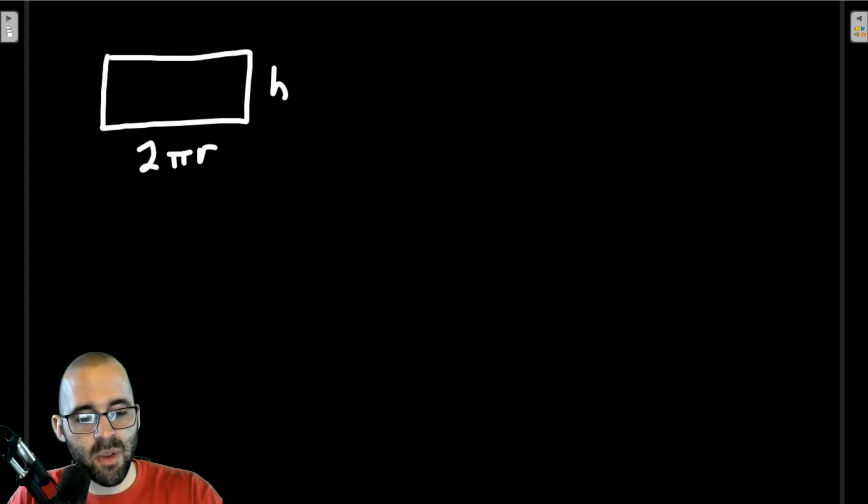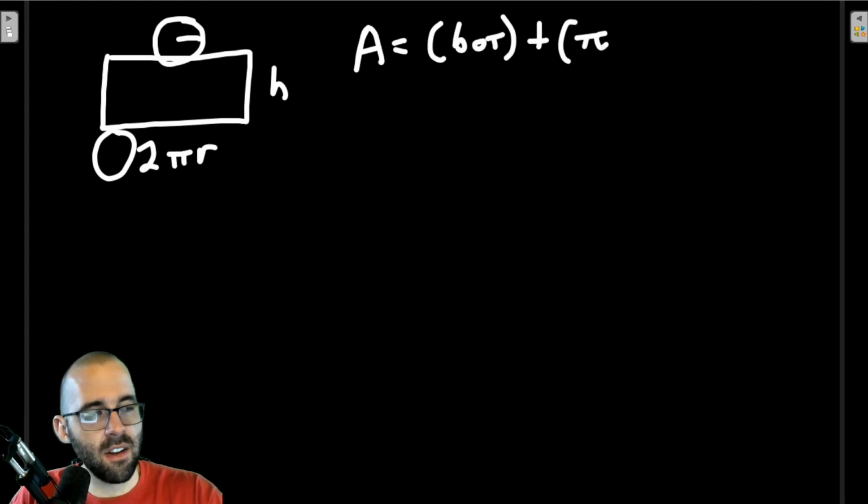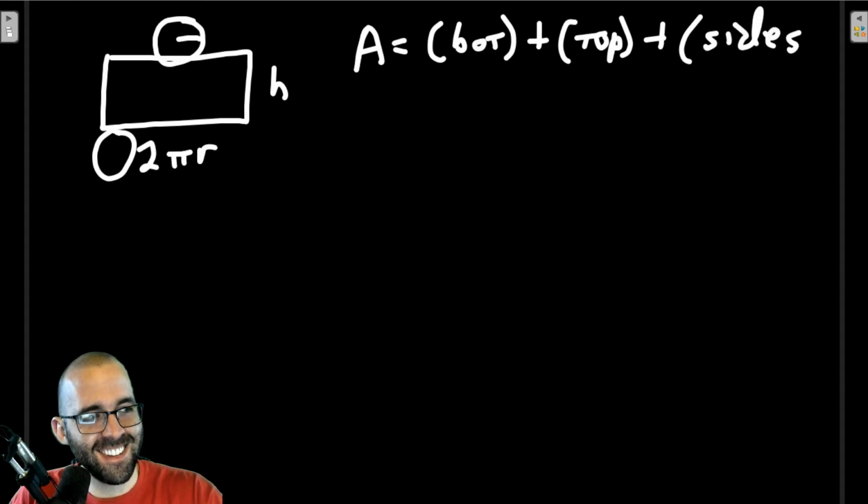Then we also have the top and the bottom of the soup can. I don't know where I'm going to... All right, the bottom of the soup can is over here, right? And the area of each one of these is going to be pi times the radius squared. So the area that we're trying to minimize is the area of the bottom plus the area of the top plus the area of the sides.